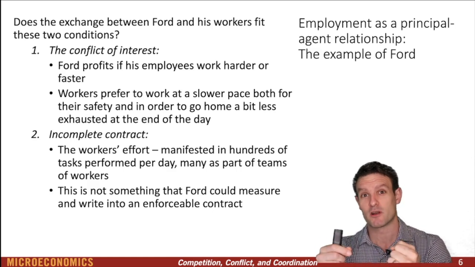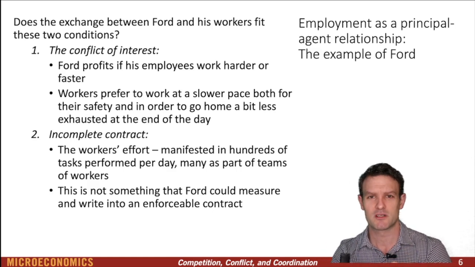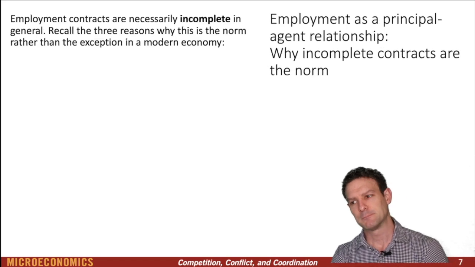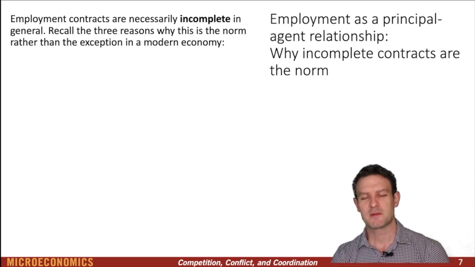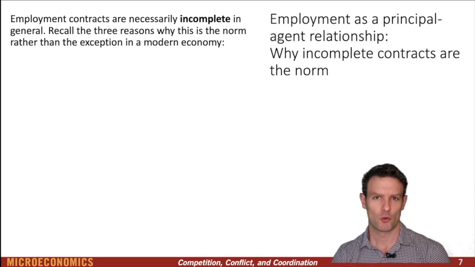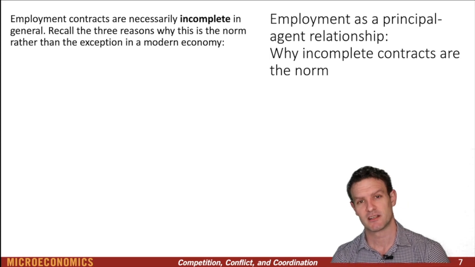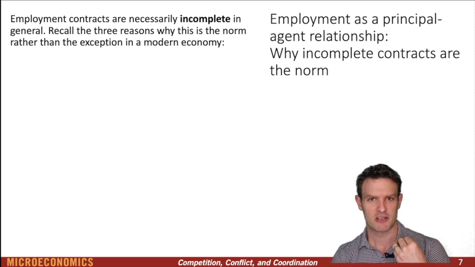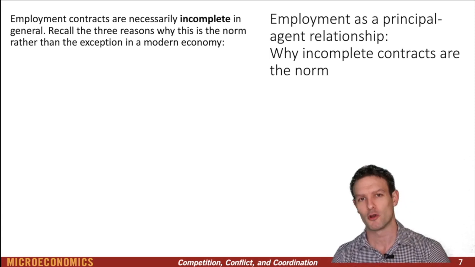Okay? So yes, he wanted them to work hard, and yes, he wanted them to work well, but trying to do that in a way where you're trying to measure the input of every single worker when workers are working on a team is hard. Now, what this means is that employment contracts are almost always necessarily incomplete in modern economies. So what we want to think about here is three reasons that we had for that in the earlier chapter and how they're going to apply in the employment context.